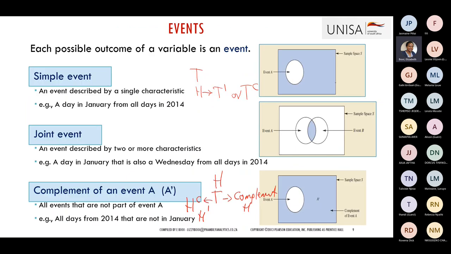Then we also have what we call a sample space. A sample space is the total. It's all of them, all the outcomes. A sample space is what we call all outcomes. So for example, a coin has two outcomes. And I will show you how to calculate the probability of a simple event, joint event, and a complement event.